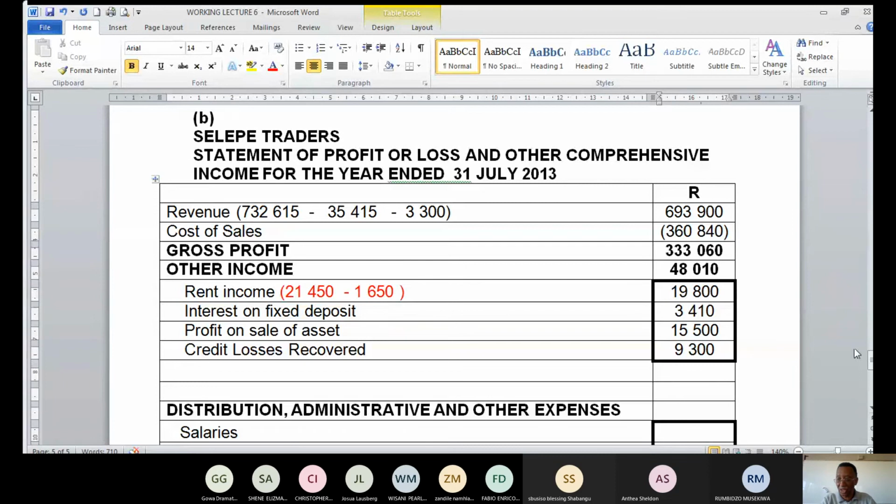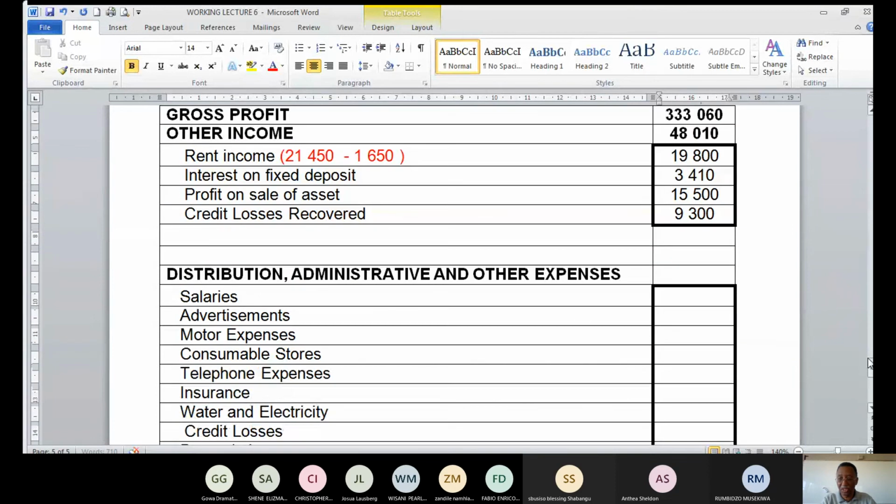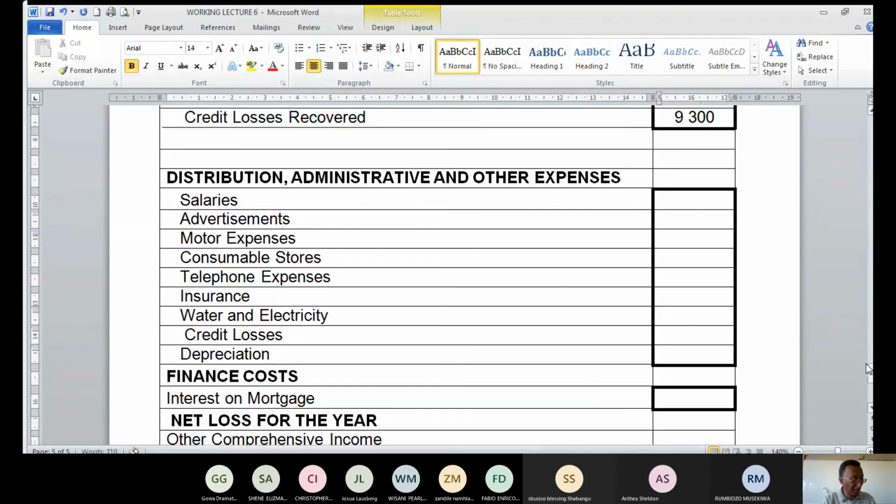Your next heading is called distribution, administrative, and other expenses. In this exercise, we've got the following expenses. Remember now, expenses are nominal accounts with debit balances. I've got 225,000 rand as my salaries expense.